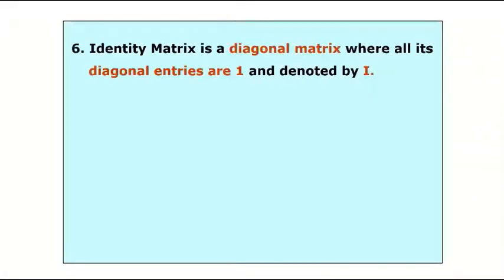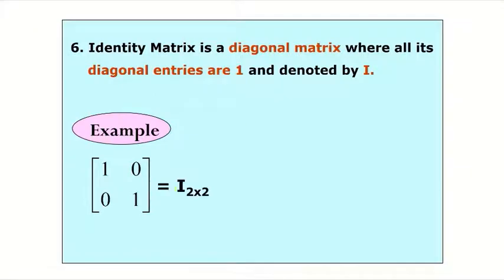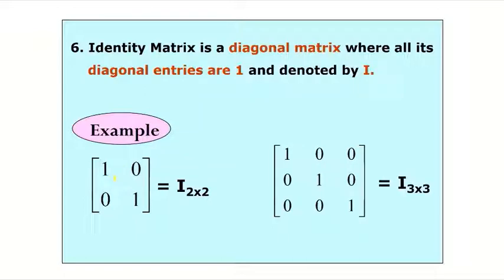Okay, next we have number 6, the identity matrix. An identity matrix is a diagonal matrix where all its diagonal entries are 1, and it is denoted by the capital letter I. This matrix has only 2 entries, 0 and 1: 0 for the non-diagonal entries and 1 for the diagonal entries. This one is the 2 by 2 identity, and this the 3 by 3 identity. As you can see, we have only 2 numbers: the diagonal entries are 1 and the rest are 0.